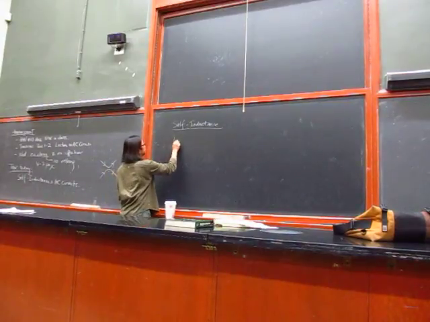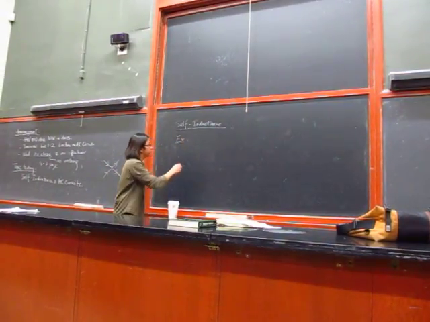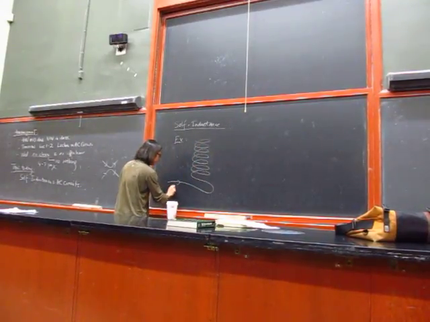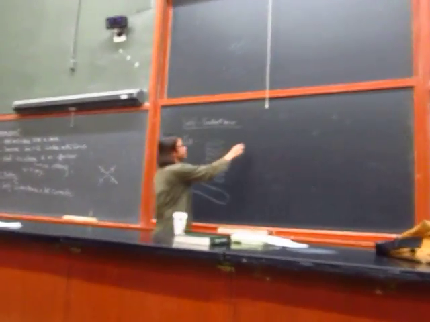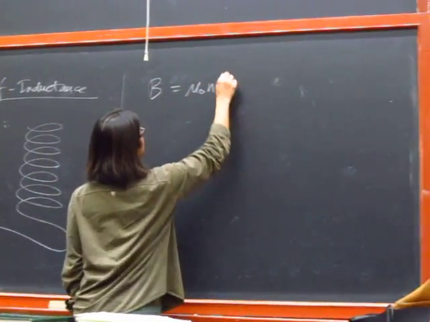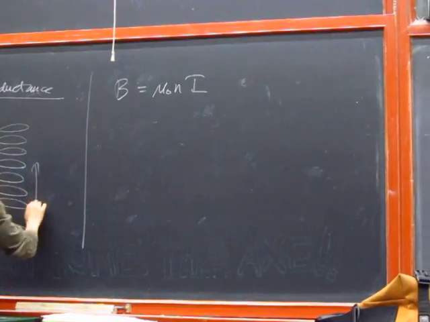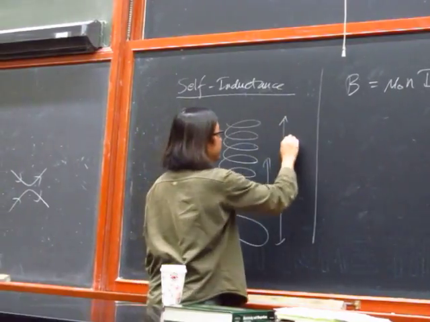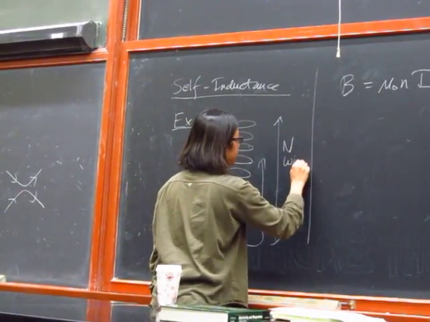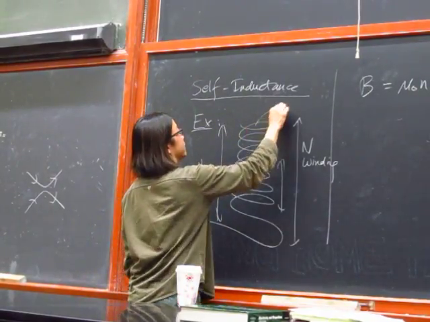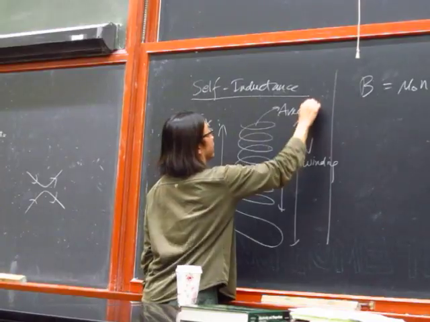Let's look at an example. Suppose I have a solenoid with current I. We know from Ampere's law that the field inside is given by mu naught n times I, where n is the number of windings per unit length. Suppose for this example I have a total of N windings, the length is L, and the cross-sectional area of the solenoid is A.